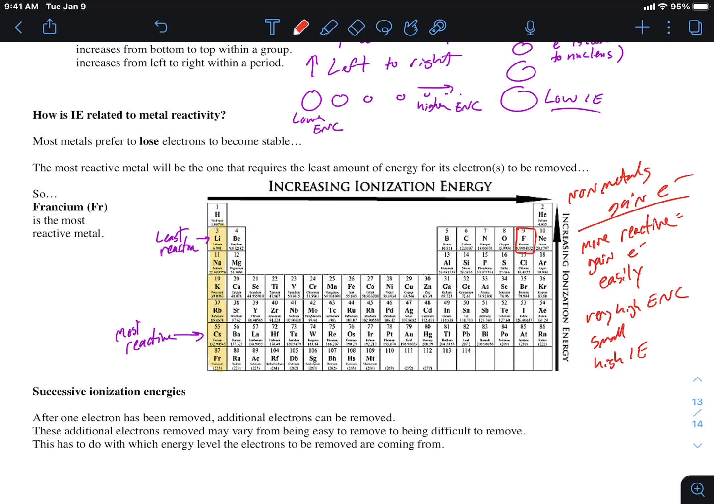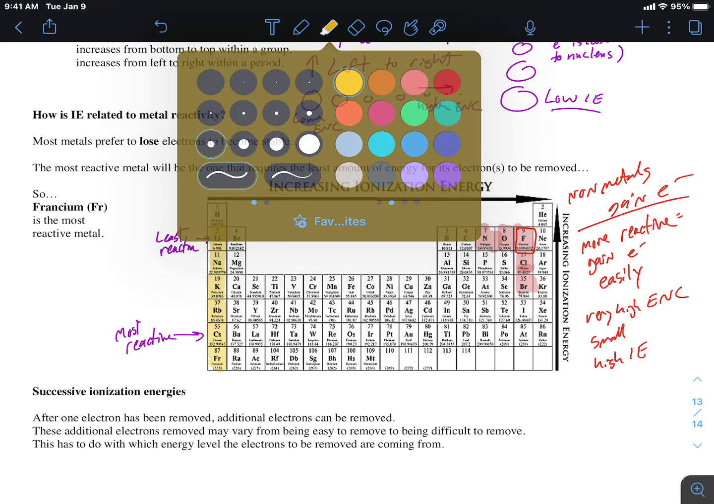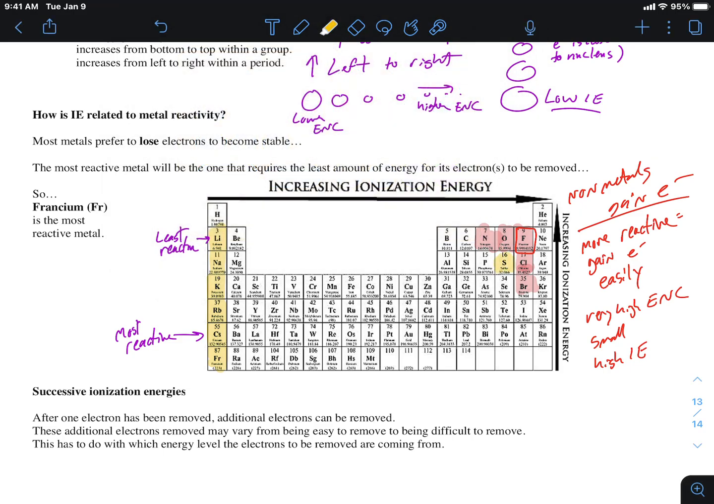Okay, so nonmetals gain electrons. Which are the ones that are good at gaining electrons? The ones with high effective nuclear charge and are small. So that means like these guys here. These are like the most reactive nonmetals. And to a lesser extent, this guy. Okay? But you have to remember, nonmetals gain the electrons, the metals lose the electrons. They behave oppositely. Okay.